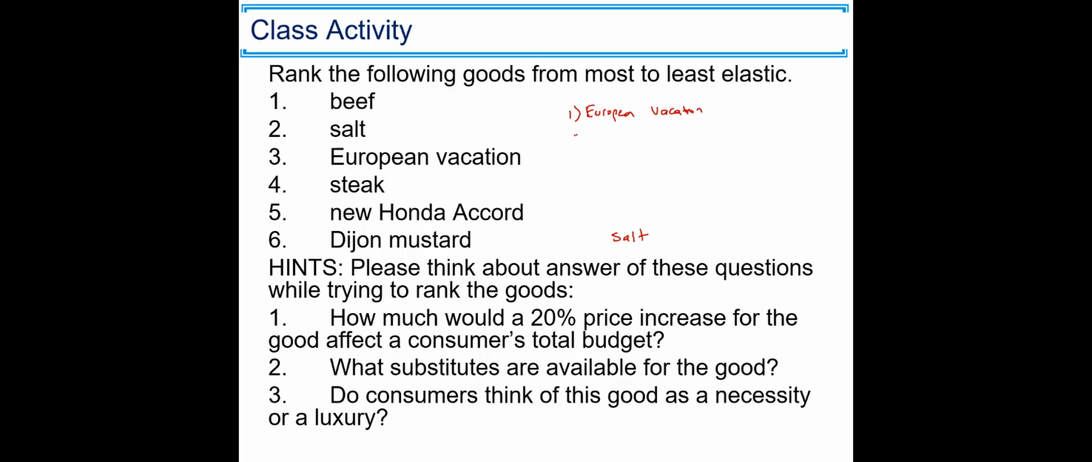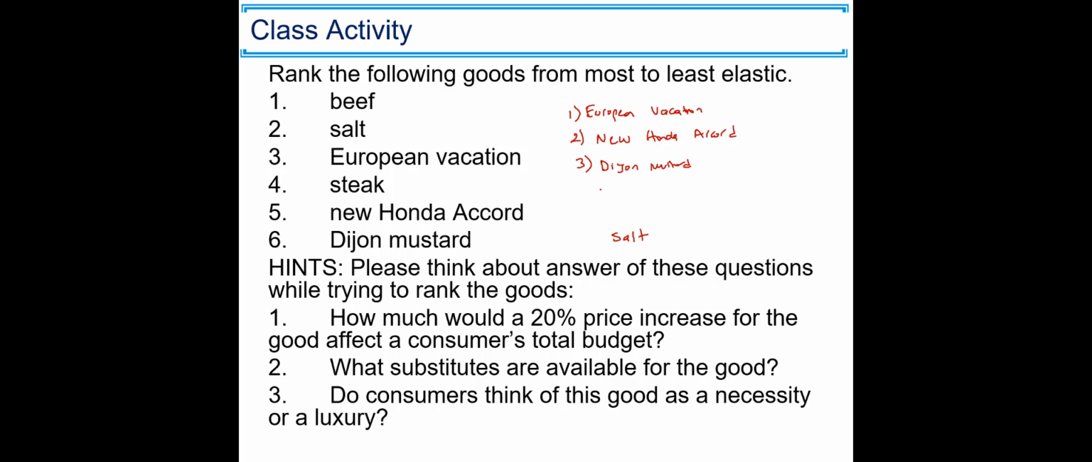And the second should be new Honda Accord. Why? First of all, you can substitute it with a used one, and also you can choose any type of Honda model. So for that reason, it has many substitutes. The second one is new Honda Accord, and the third one is Dijon mustard. Again, you can find different types of mustard, right? It's narrowly defined. That's why we put Dijon mustard third.